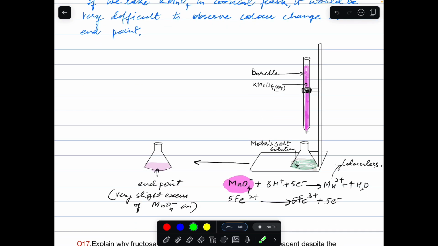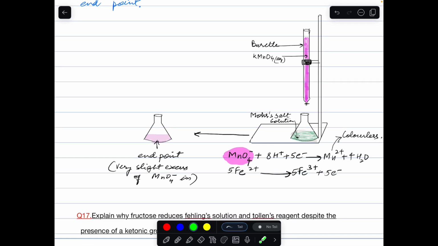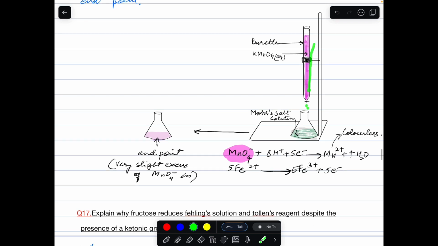What you have done, you must have added potassium permanganate dropwise from the burette into the conical flask, and you will go on adding till the reaction between potassium permanganate and Mohr's salt is complete, that is, till the redox reaction is complete. Until the redox reaction is complete, your medium will be colorless.